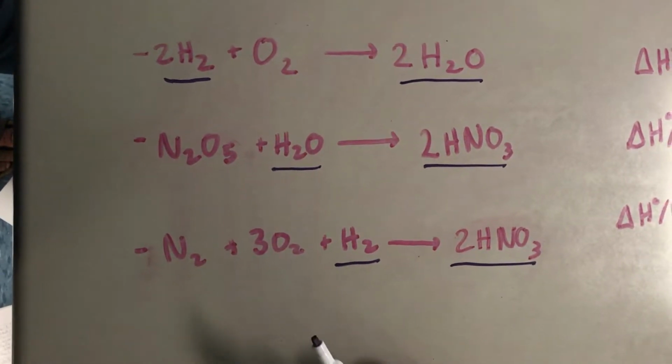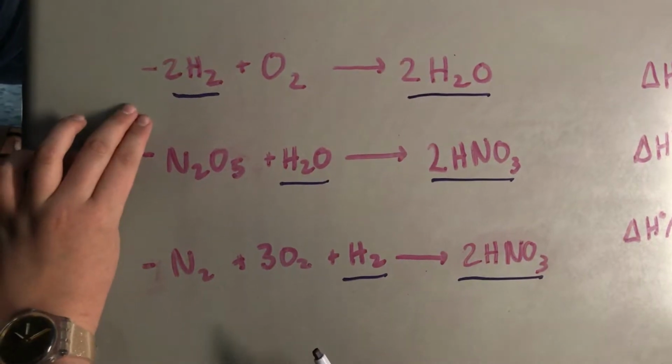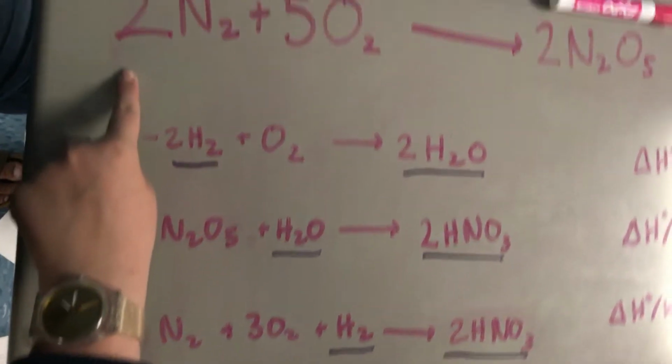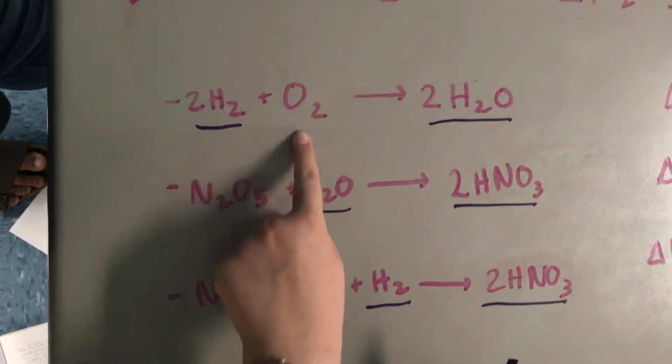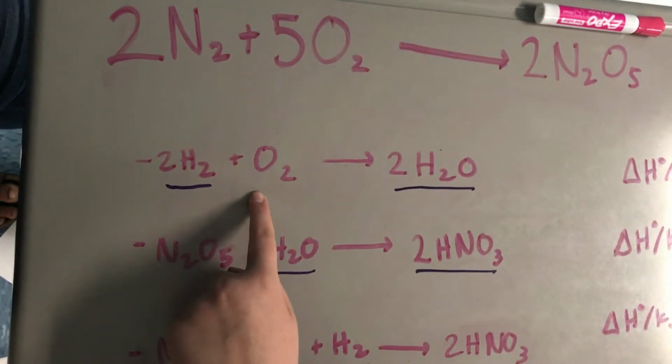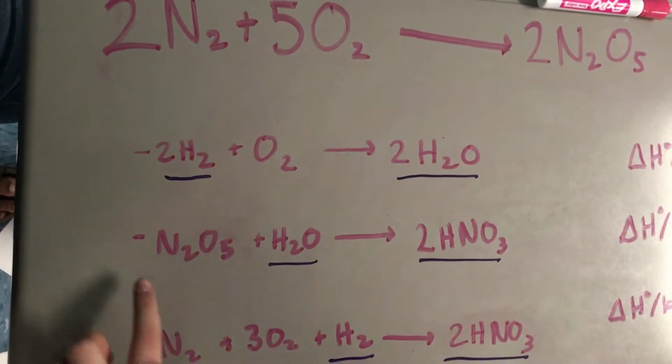So what we have to do is look at it and see how we need to manipulate the equations so that we can get this one in the end. So this one, we know that the O2 is going to stay because it's on the reactant side, but it doesn't have the right amount of moles because it needs 5 moles. So we can move on to the next one.